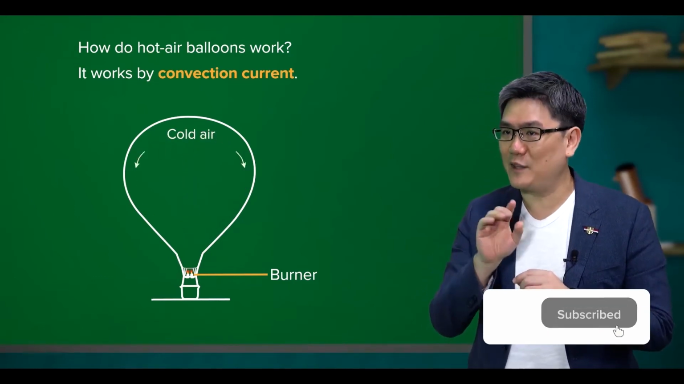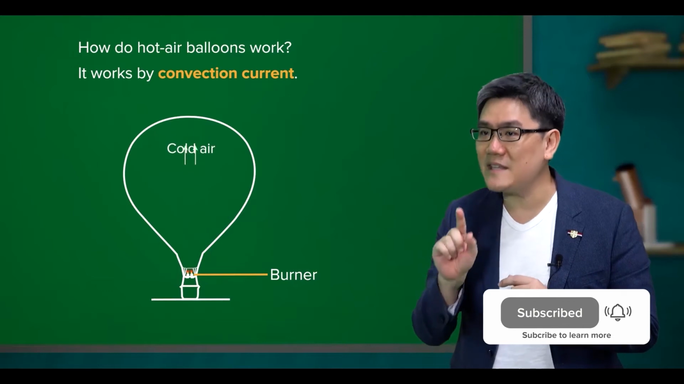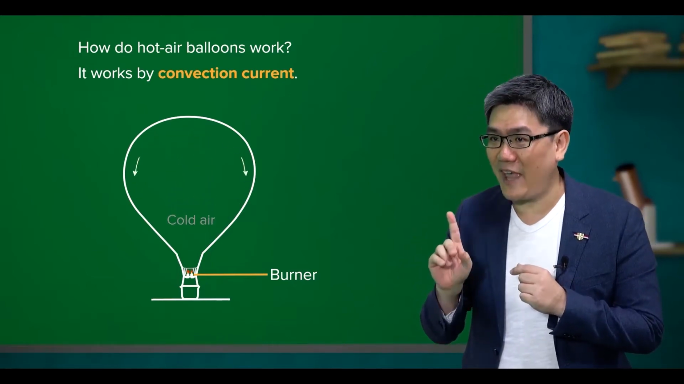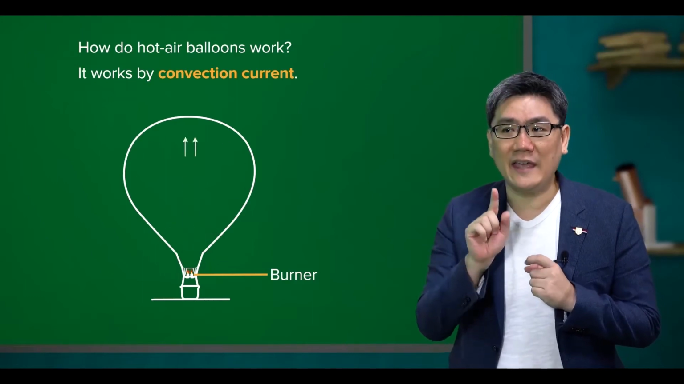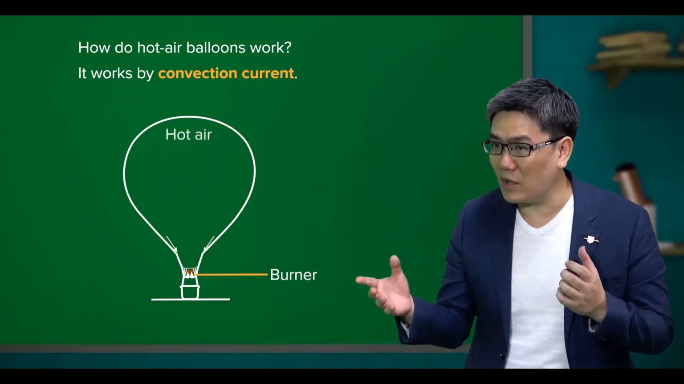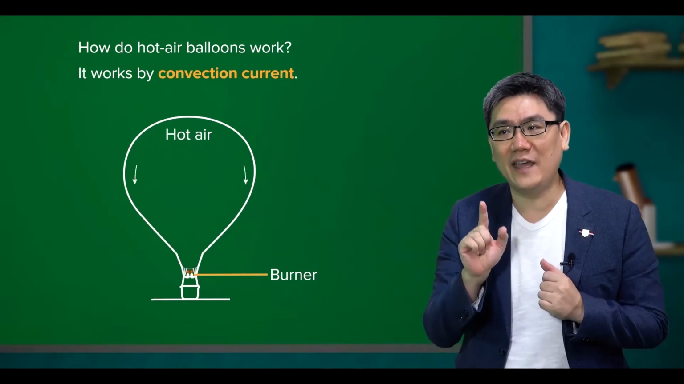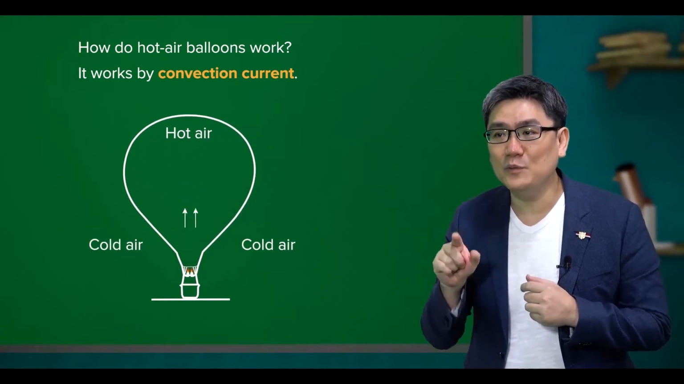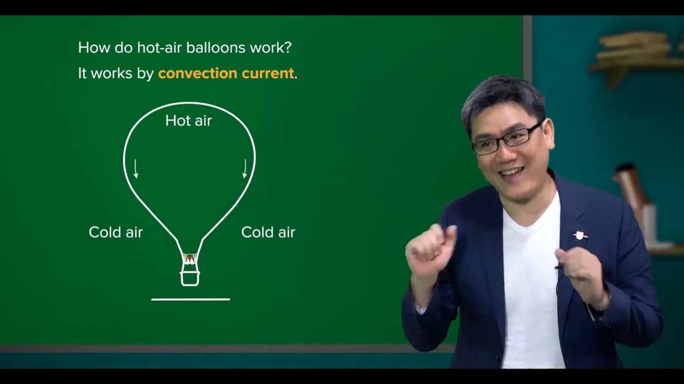The cold air at the top of the balloon will then sink to the bottom. A convection current of the air is formed and the air inside the balloon will be hot. Since hot air is less dense than cold air, the hot air balloon will then rise to the sky.